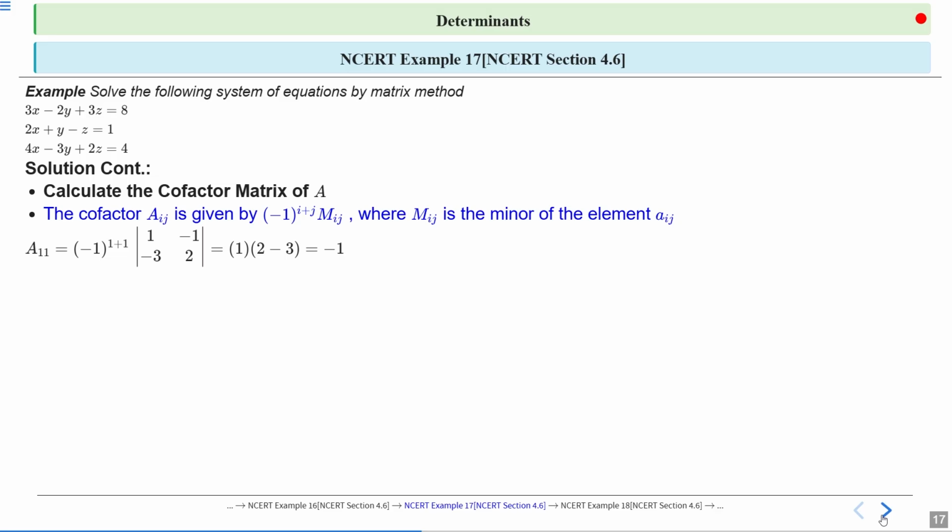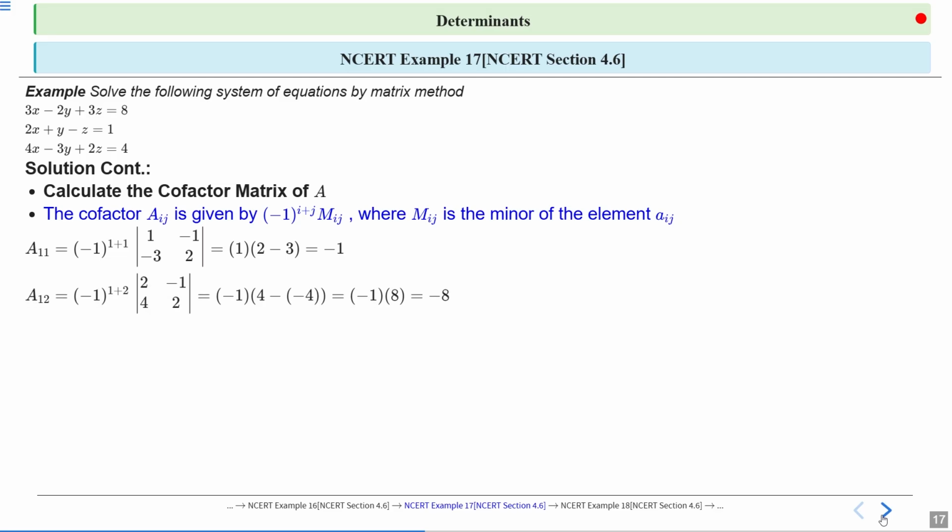and the minor is calculated by, if we have to calculate the minor of the first element a11, just delete the first row and first column. The determinant of the matrix we obtain by deleting the first row and first column is your minor, and that is the matrix 1, minus 1, minus 3, 2. So now calculate the determinant. So 2 minus 3 becomes minus 1. That is the cofactor of the element a11.